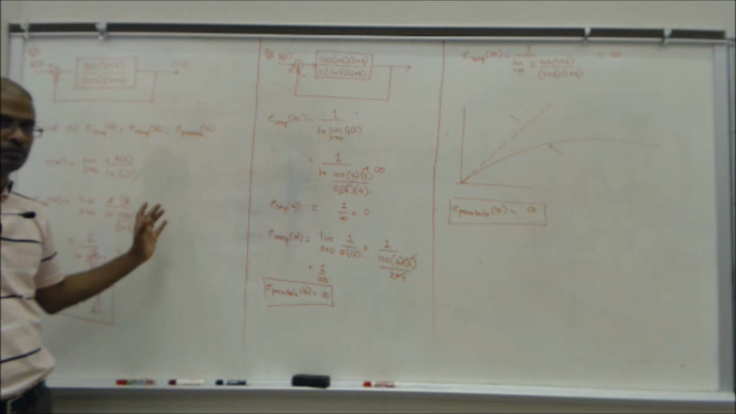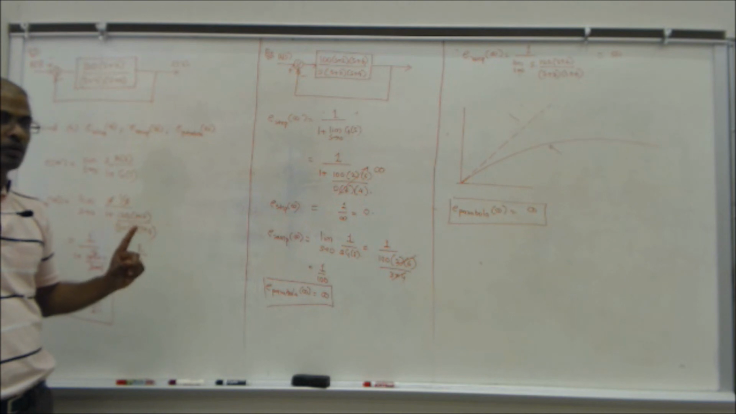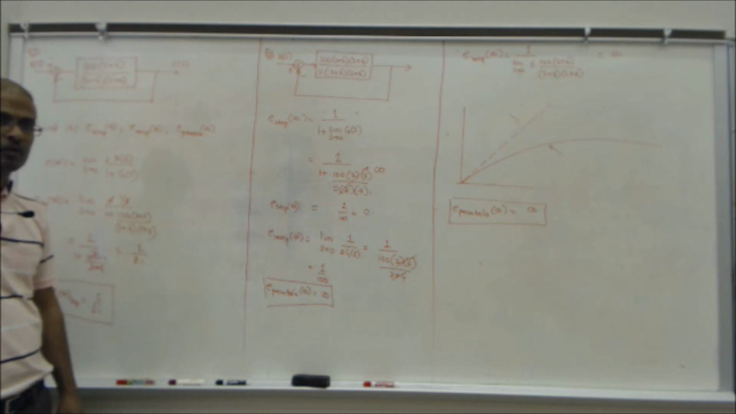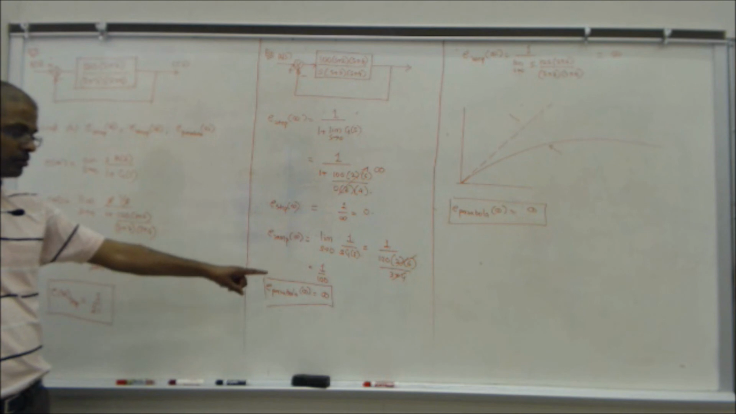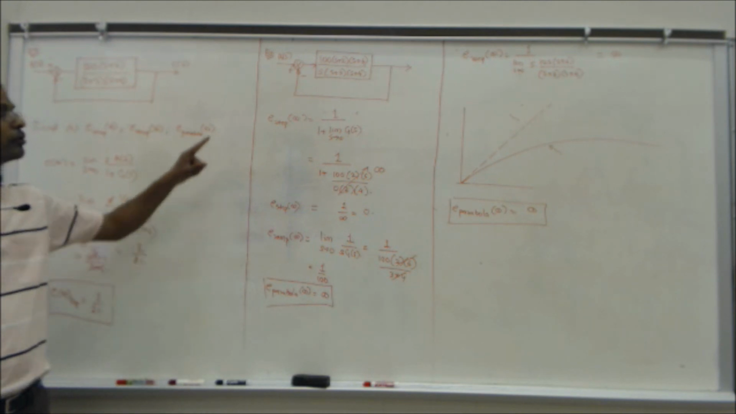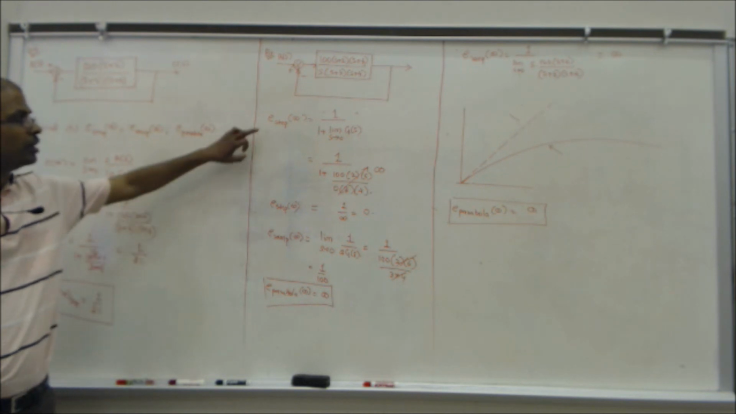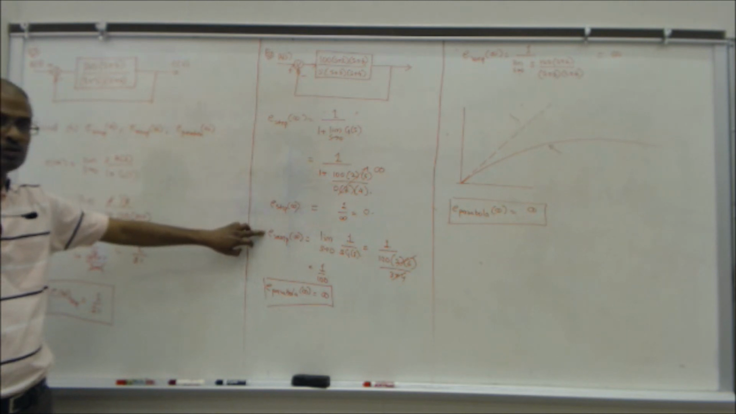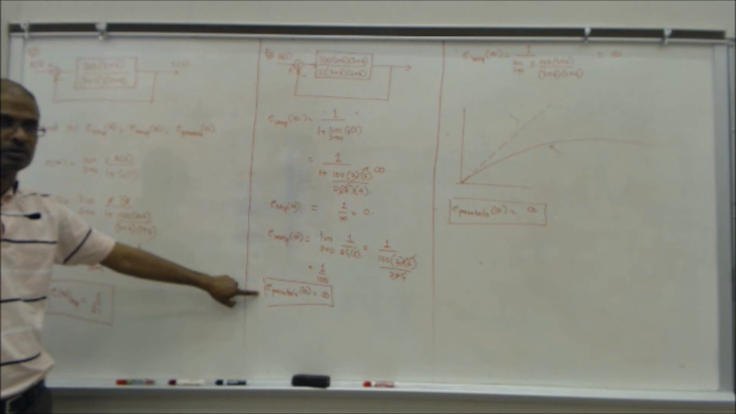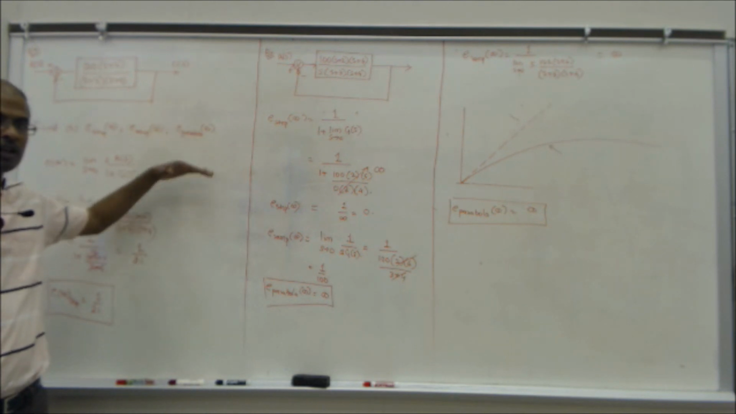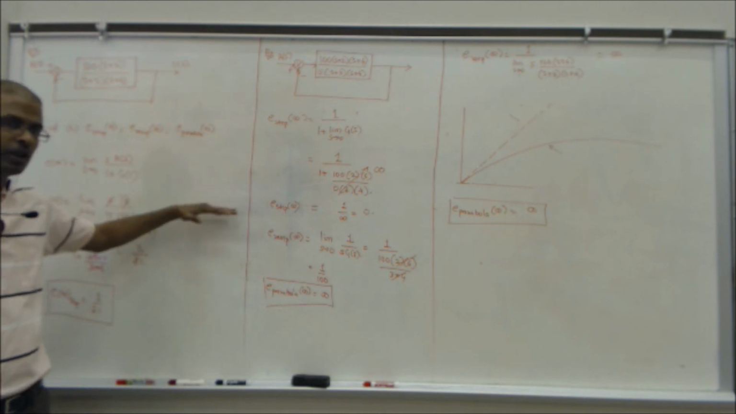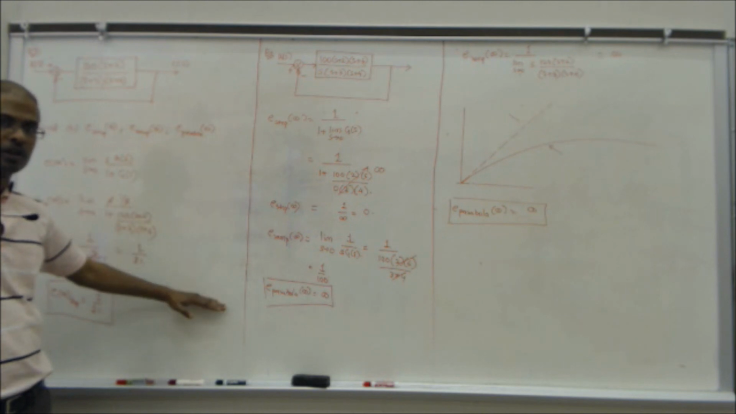If there is one integrator term, just one, that means 1 over s, the steady state error for step input is 0. Steady state error for ramp input is finite, and the steady state error for a parabolic input is infinity. And there will be one more case where it will be 1 over s squared, that is 2 pure integrators. In that case, step will be 0, ramp will be 0, parabolic will be finite. Okay? So the pattern is finite, infinity, infinity. 0, finite, infinity. 0, 0, finite.